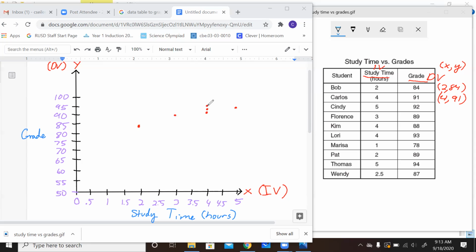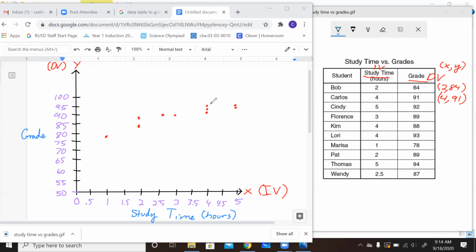Just right above. We have 1, 78. We have 2, 89. So just a little bit higher. We have 5, 94. So that looks like our highest so far. And last but not least, we have 2.5, 87. That's going to be right about there.